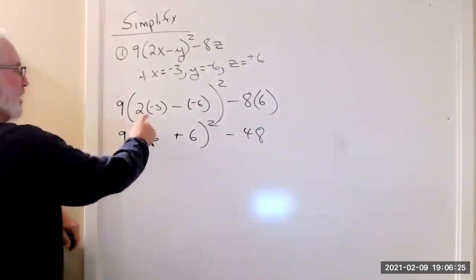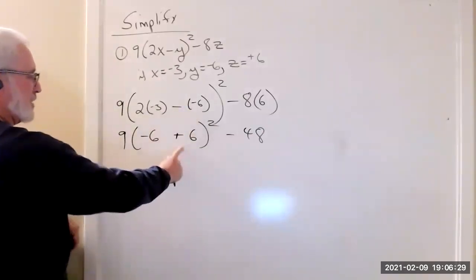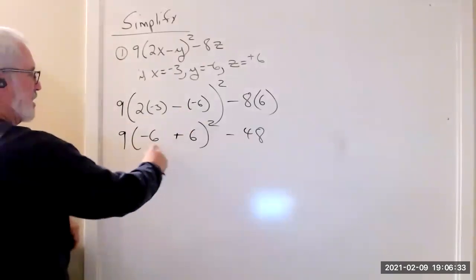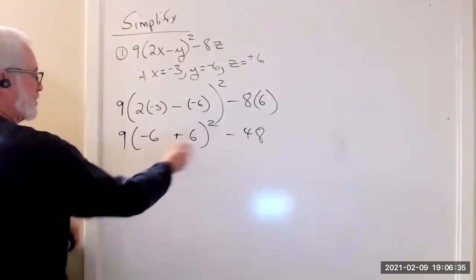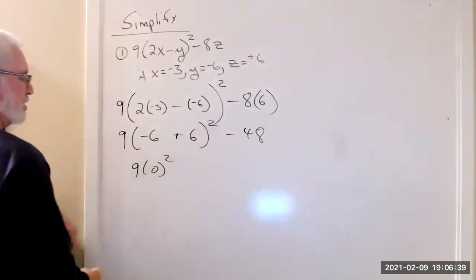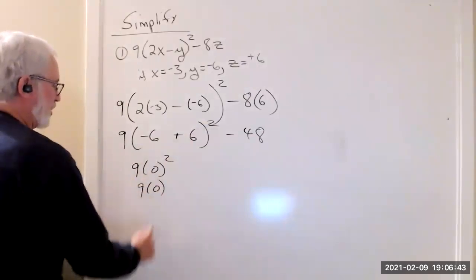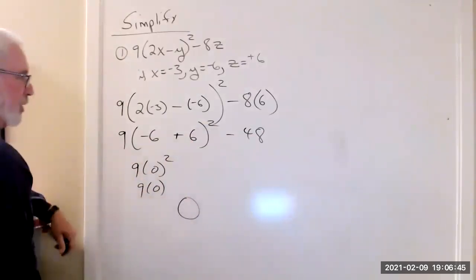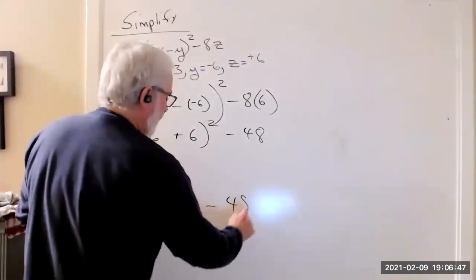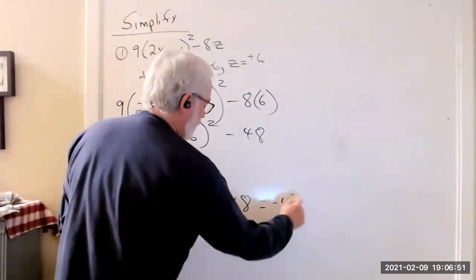So is that okay? How I got -6 plus 6? Are you guys okay with minus minus became a +6 in there? All right. Yes, that makes sense. 6 minus 6 is 0. So this is 9 times 0 squared. Well, 0 squared is 0. This is 9 times 0. This is just a big fat 0. 0, take away 48. Final answer, -48.